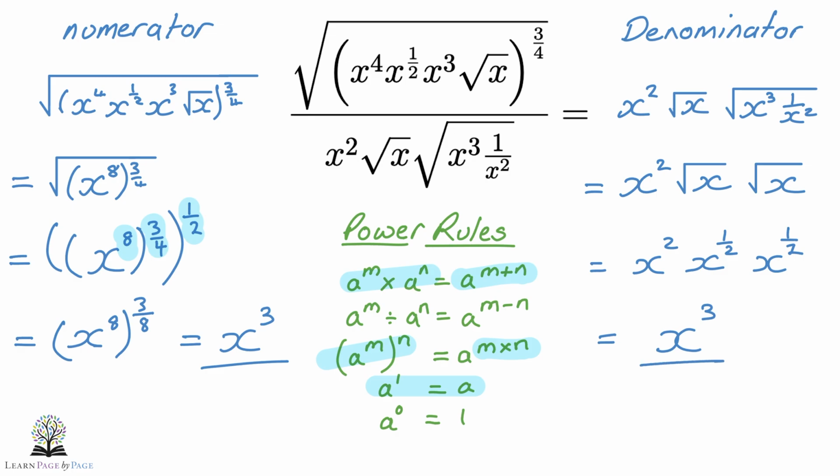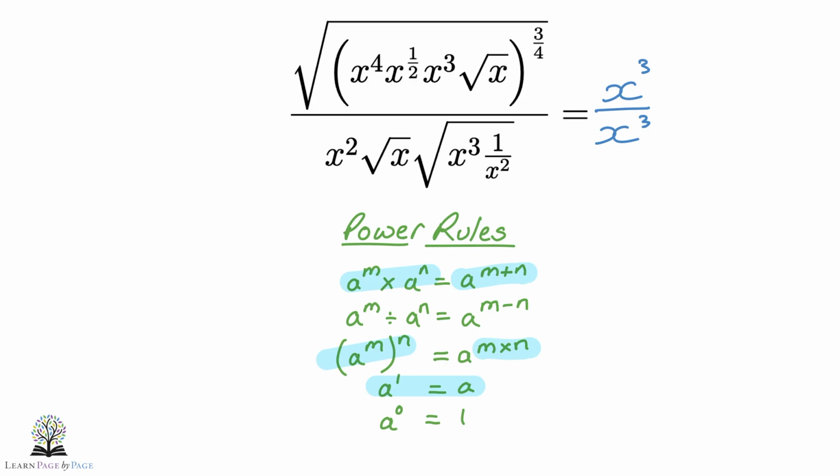So there's our denominator. And now let's clean all this up. We've just got our answers. And finally, we go to divide those powers. That's this rule here. A to the power of m divided by a to the power of n gives us a to the power of m minus n. So we have x to the power of 3 minus 3, which is going to give us x to the power of 0. That's our last power rule. That's a to the power of 0 equals 1. And that's our final answer.